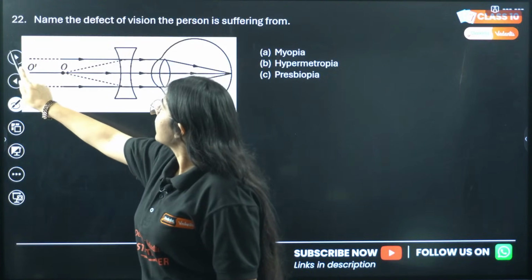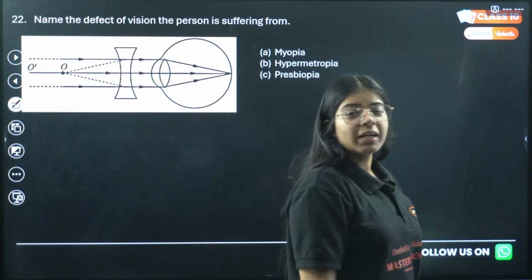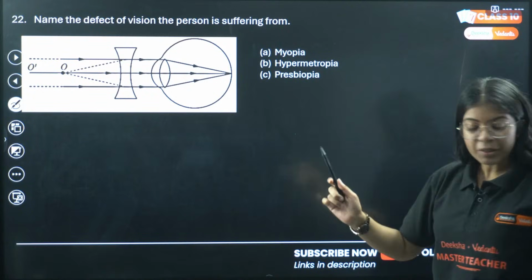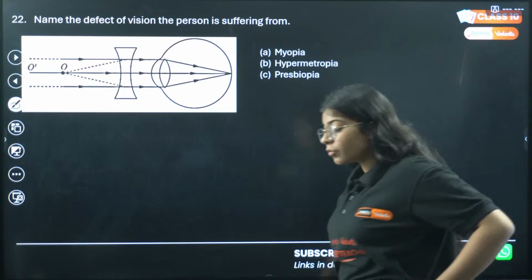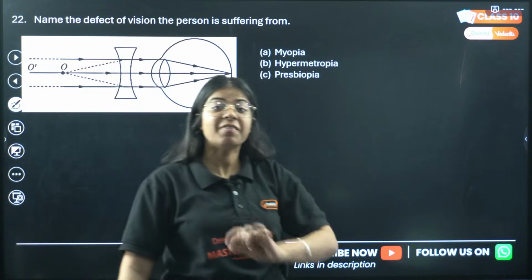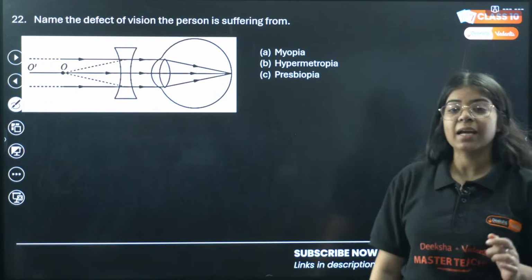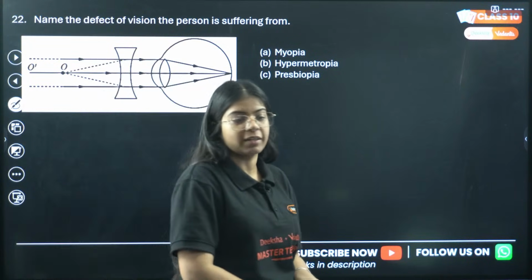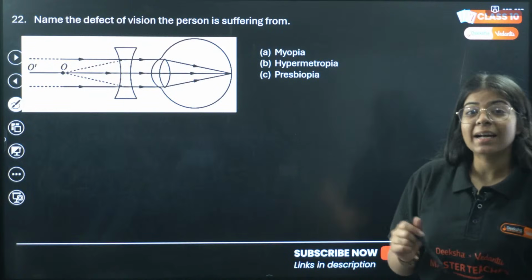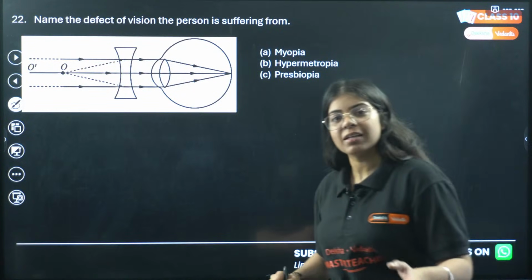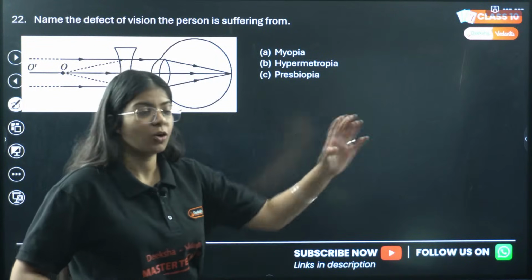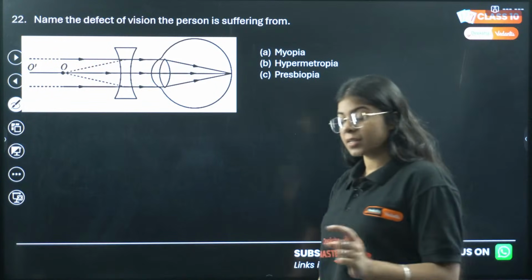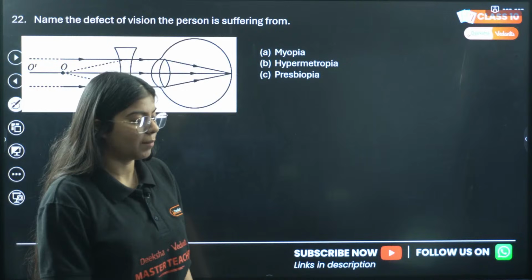Okay, 22nd question. Name the defect of vision the person is suffering from. Is it myopia? Is it hypermetropia? Is it presbyopia? There are lots of questions based on defects because this is a very important topic. I'm stressing this again and again. I've given you so many questions because one question is definitely going to come based on this defect. So it should be engraved in your brain. When anyone says concave lens, it should be that it's used to correct myopia. Convex lens, hypermetropia. Bifocal lens, presbyopia. And their ray diagrams. We also discussed ray diagrams in our previous lives, so you can go check them out.